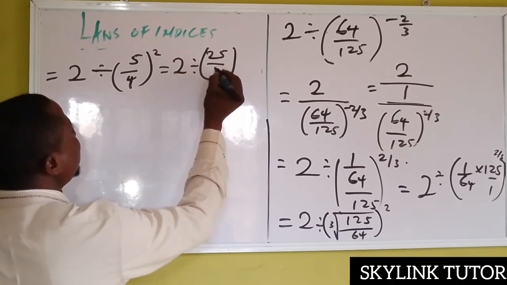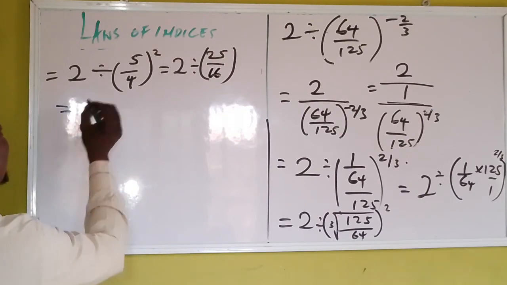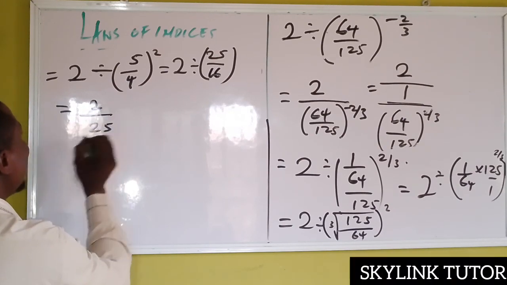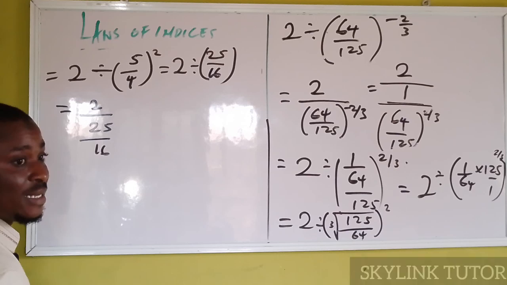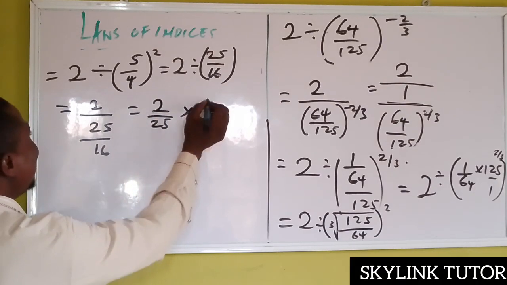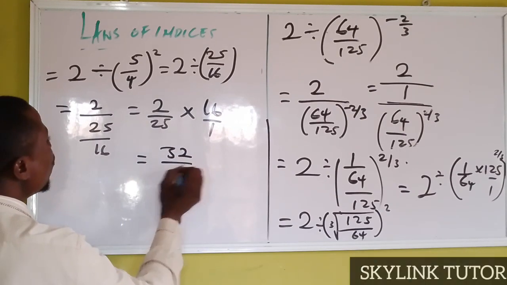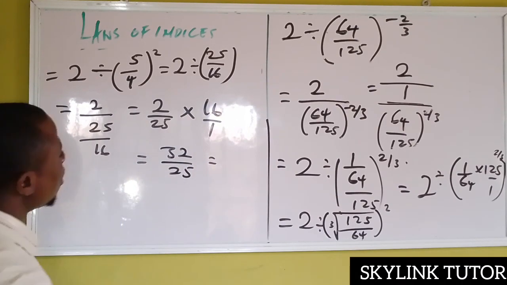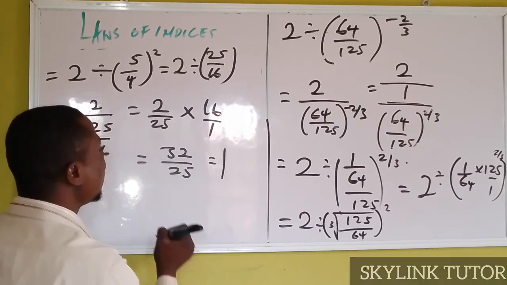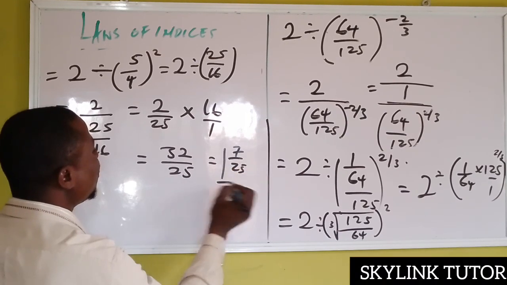So 16, I mean. So this is now going to become 2 divided by 25 divided by 16, isn't it? We now have 2 divided by 25 times 16 over 1, and this becomes 32 over 25. How many 25 can we find in 32? That should be 1. You mean that's 7 over 25. This is the final answer.